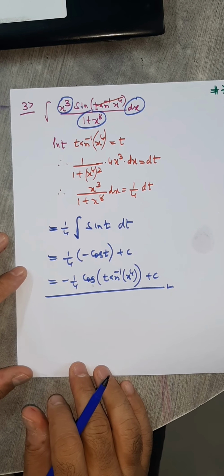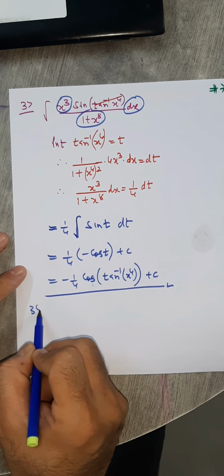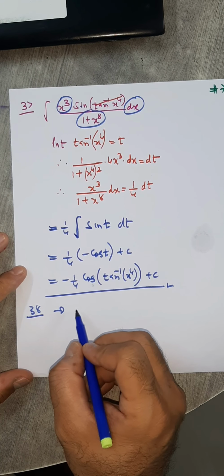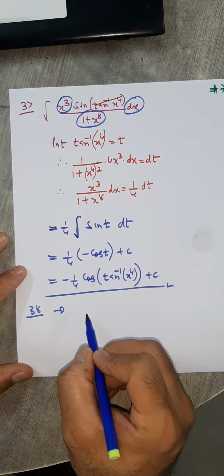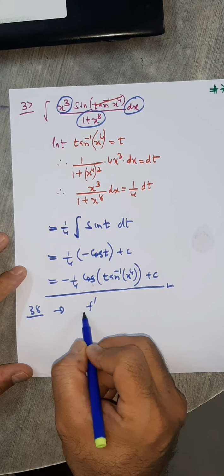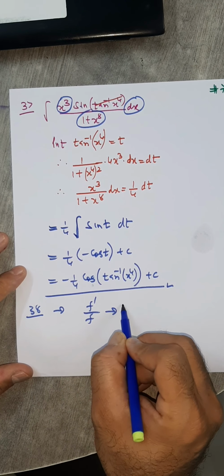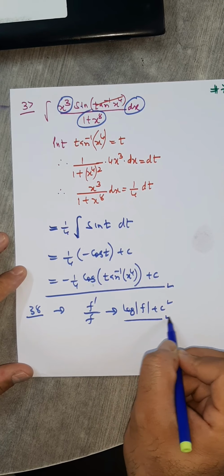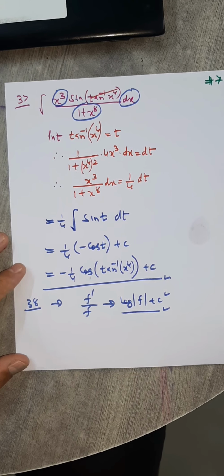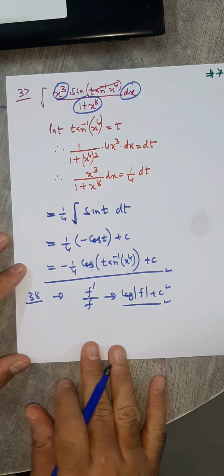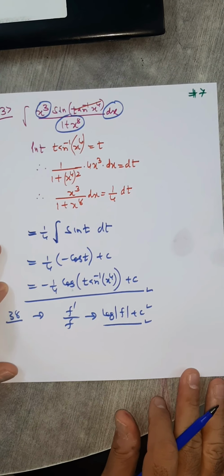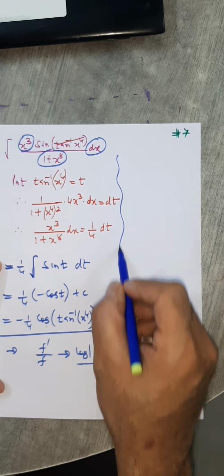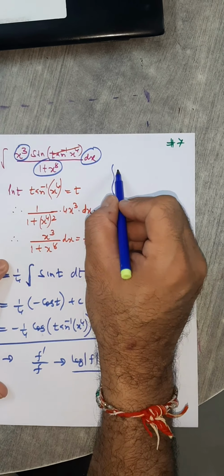Now 38 number, MCQ. You can just try. I think you can just notice it would probably be f dash upon f form if you verify. So it would be log of mod of f plus c. Just try this, or put the denominator equals t. Question number 39, if I see here, 39 number, this place.